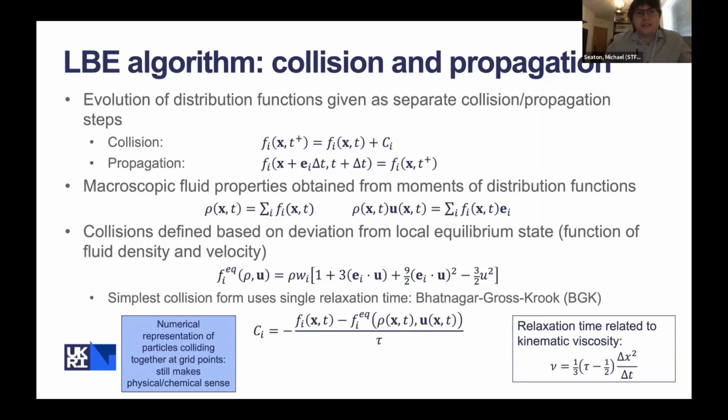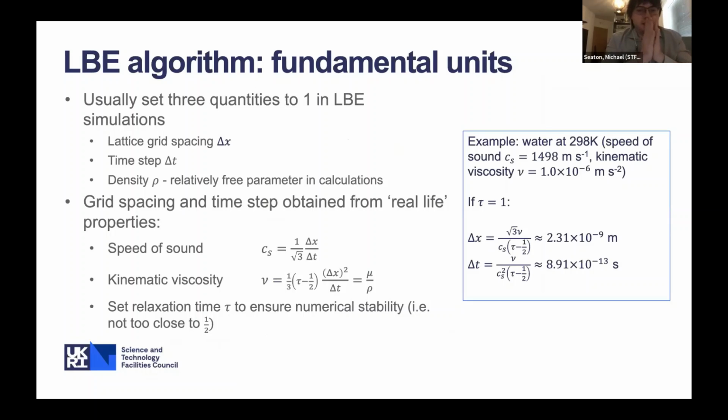The reason for that is that it helps us determine how big the system we're modeling happens to be. Because there are three quantities that we can set, which are the lattice grid spacing, delta x, the time step, delta t, and the fluid density, although that happens to be a relatively free parameter in our calculations.